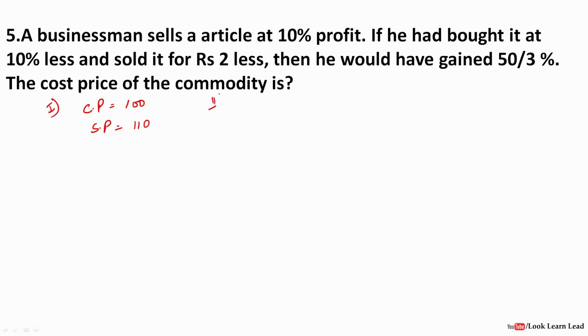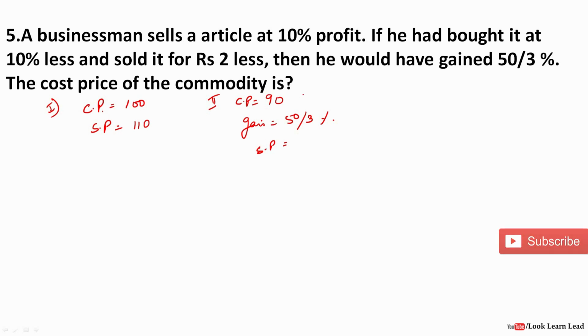In case 2, if he had bought it at 10% less, that means the initial cost price was 100, and if he had bought it 10% less from 100, he would have bought it for rupees 90 and sold it for rupees 2 less, and then the gain would be 50 by 3%.